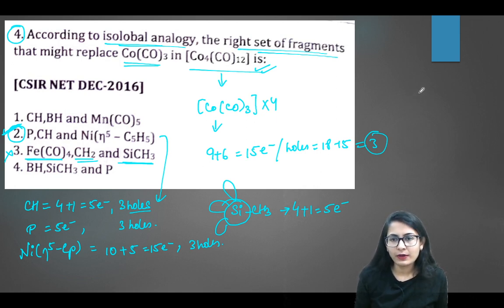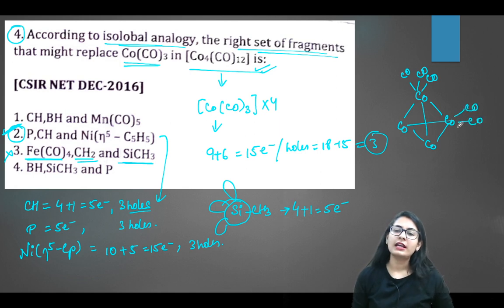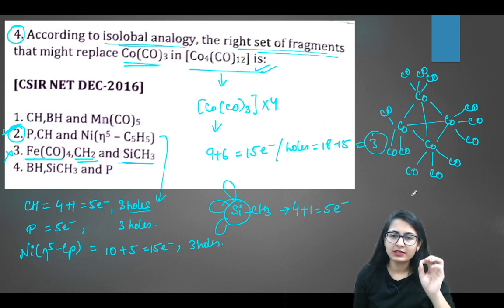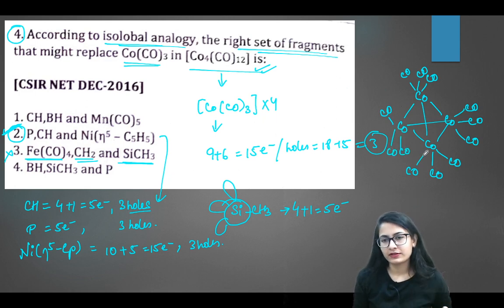That is, if you have a complex like this, a tetrahedral complex in which we are having 3. Alright, I'm just roughly drawing a possible structure. Definitely when there is cobalt and carbonyl, since cobalt is a 3D metal, there are going to be bridging carbonyls. No doubt there are going to be bridging carbonyls, but I am just randomly drawing a possible structure.